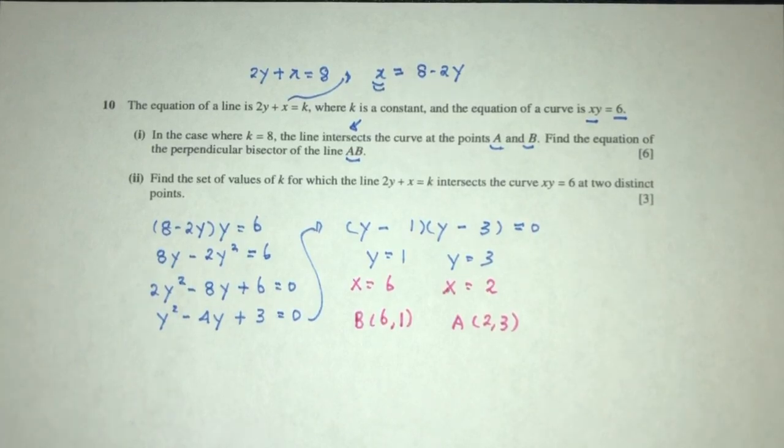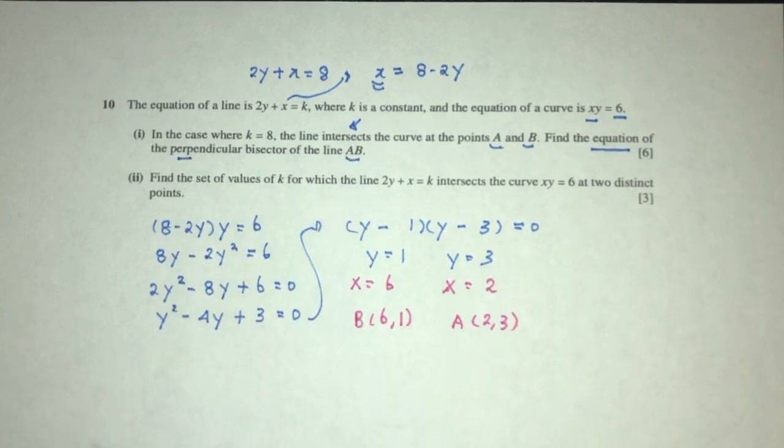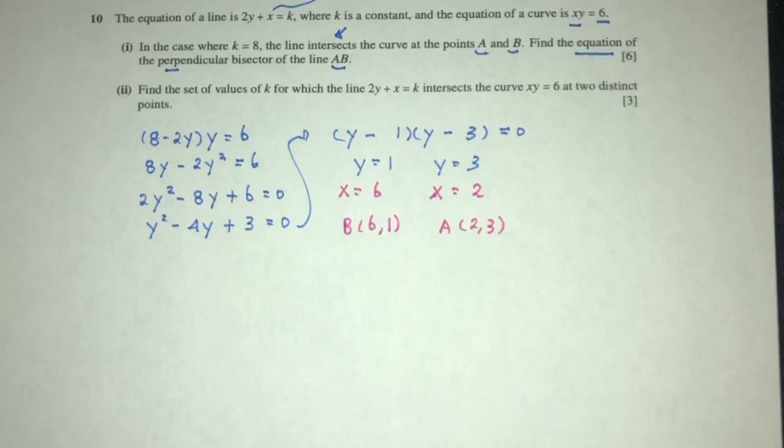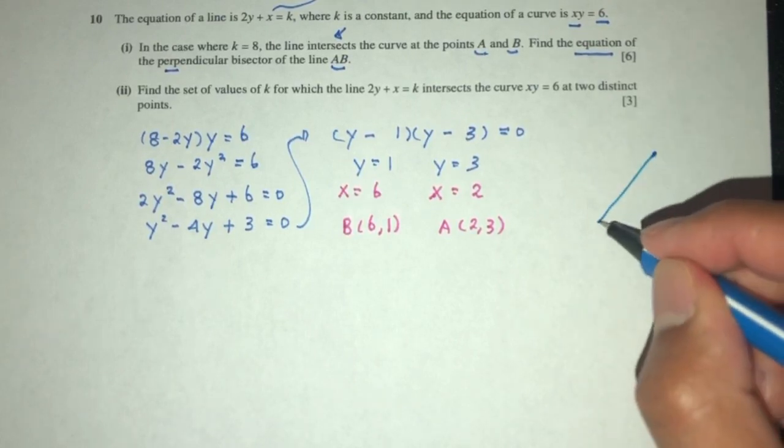But that is not the most important thing here. The main question is to find the equation of the perpendicular bisector of AB. So we have to understand what is the perpendicular bisector of AB. For example, if you had A and B, this is A and B.